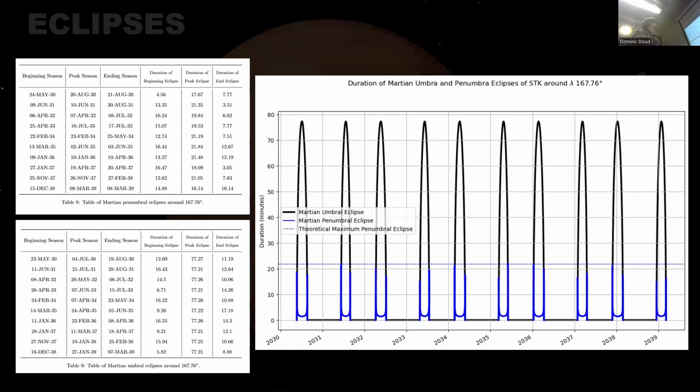The left plots show the tables of these penumbral and umbral eclipses. So the top left one is the penumbral eclipses by Mars, which again isn't fully covering the sun. And it shows the beginning, peak, and ending seasons. So that basically means when does the season start and end, and when does the highest or longest eclipse occur, and the duration of all those. And the bottom left plot is the same exact table, again, showing the start and end of the eclipse, when does the peak eclipse occur, for how long, and how long the beginning and end eclipses occur for the umbral eclipses.